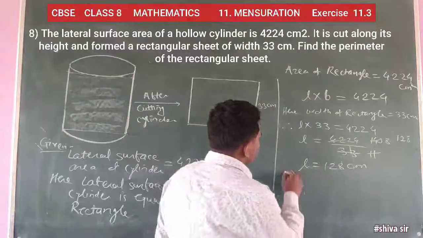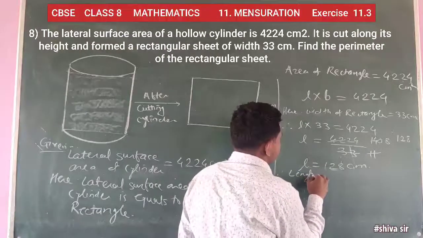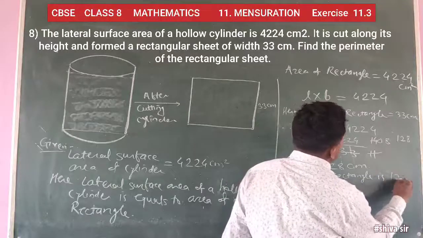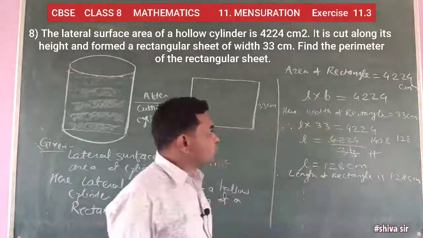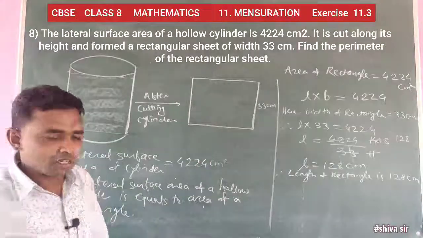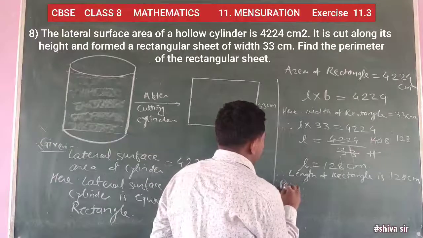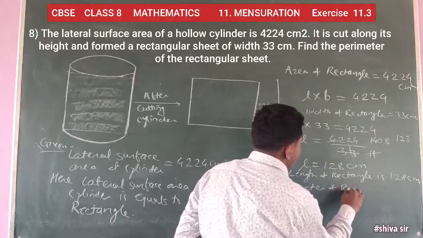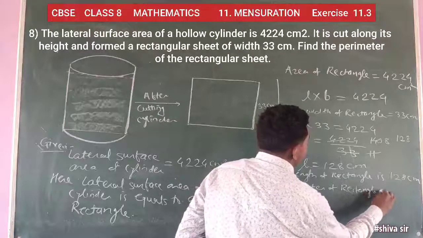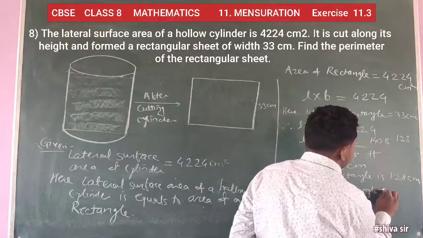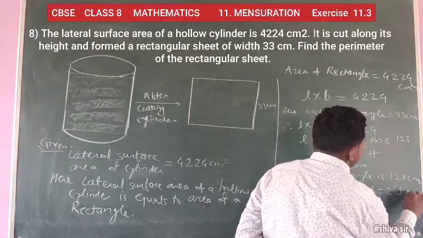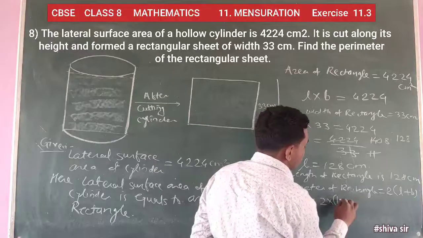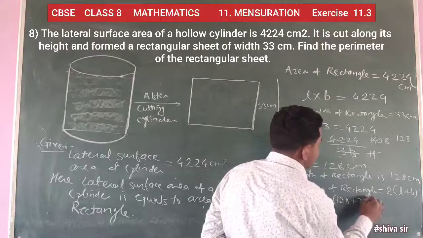So therefore the length of the rectangle is 128 centimeter, and we have to find out the perimeter of the rectangle. So now, perimeter of rectangle, what is the formula? Perimeter of rectangle is equal to 2 into bracket L plus B. So here 2 into bracket, what is the value of length? 128 plus breadth is 33.